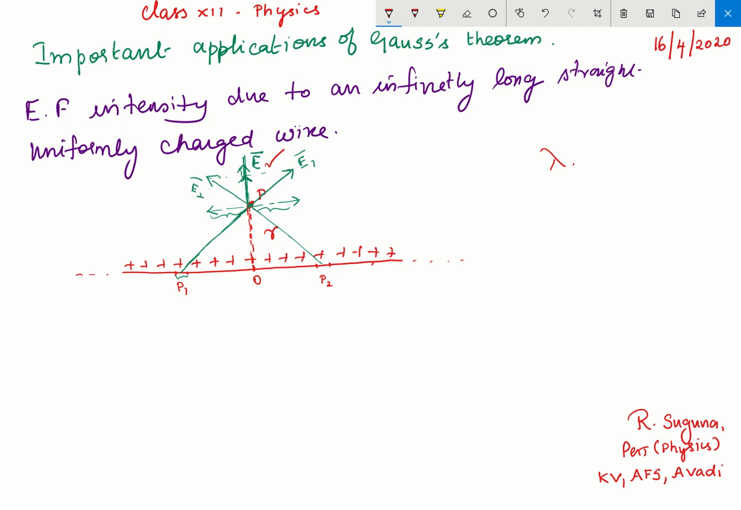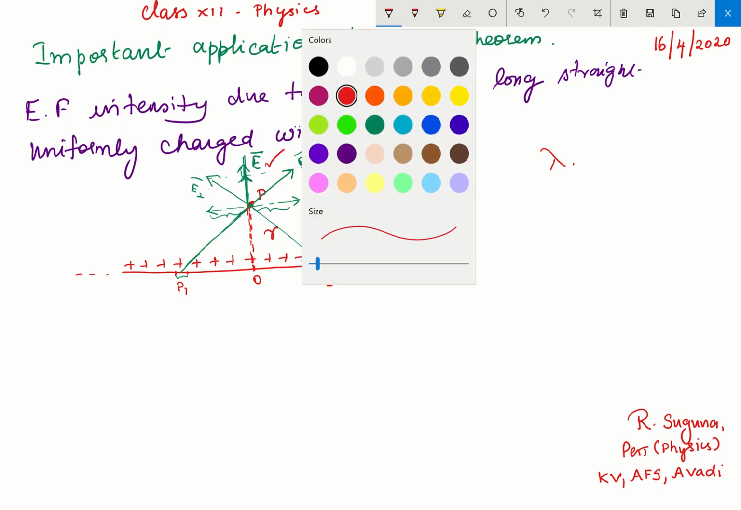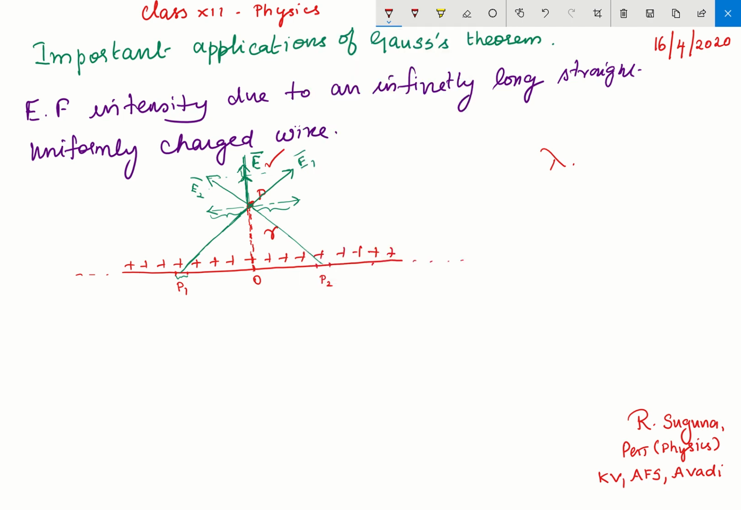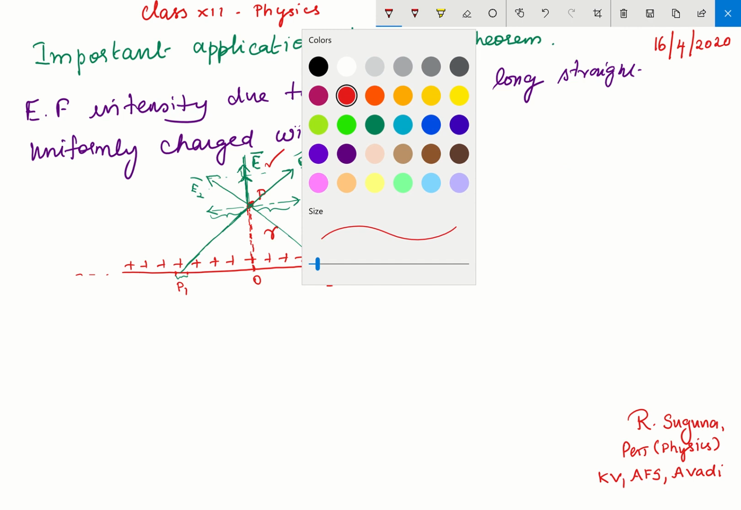So now the electric field intensity direction is fixed. Now I want to find out the magnitude. So for the magnitude, I have fixed the direction, and now what I want is the magnitude.